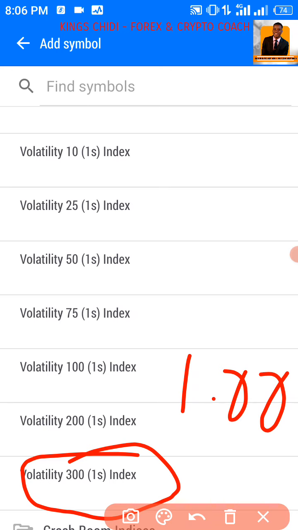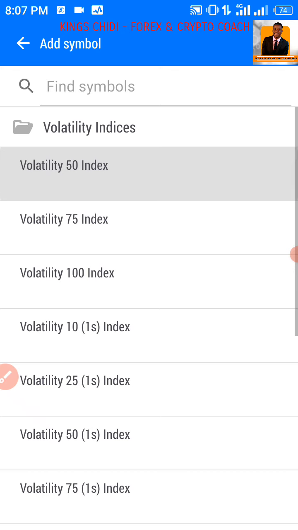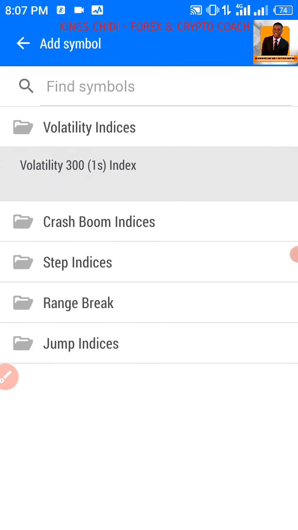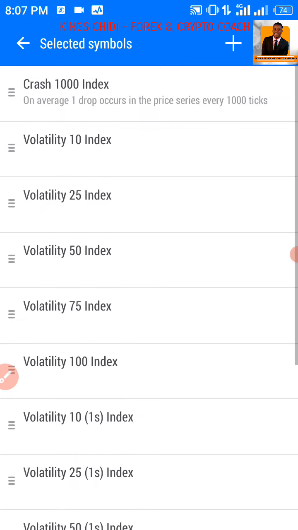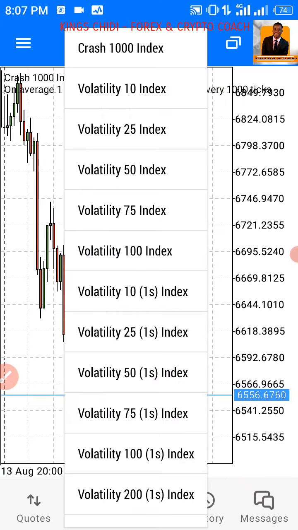So I'm going to show you now. Go to the chart and show you the lowest lot size so that you know how to put the lot size. So let me add all this. So now I will go to the chart. Volatility 10.